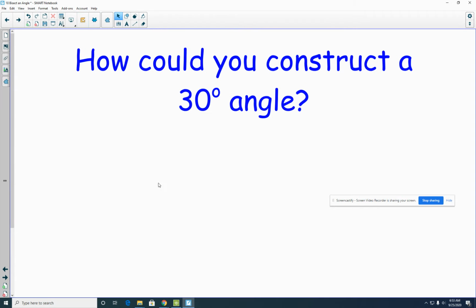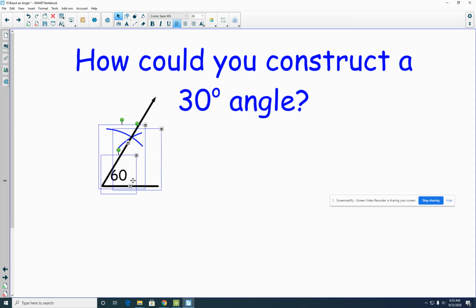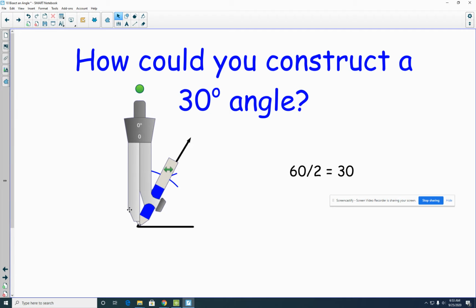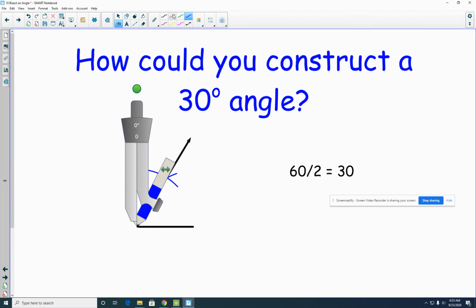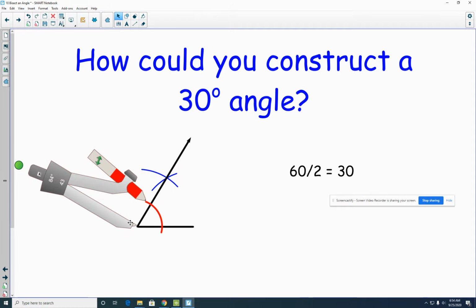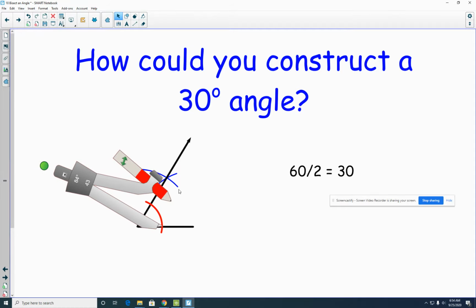If I have an equilateral triangle construction, how do I get 30 degrees from it? Simply, 60 divided by 2 is 30. So you do the equilateral triangle construction, then I take my compass and bisect this angle. I'm going to open it up, swing through, go here, keep my compass the same.